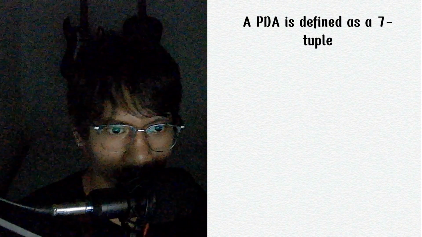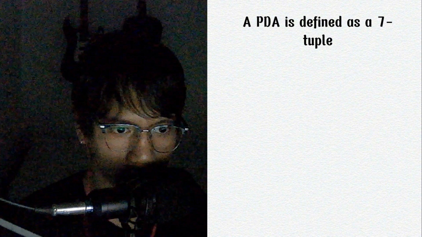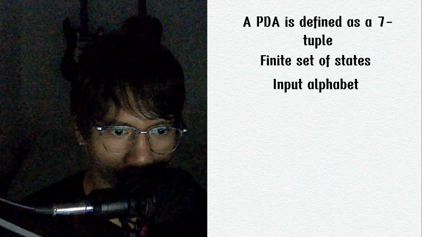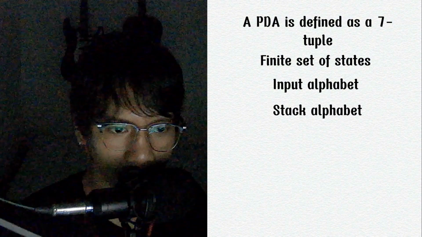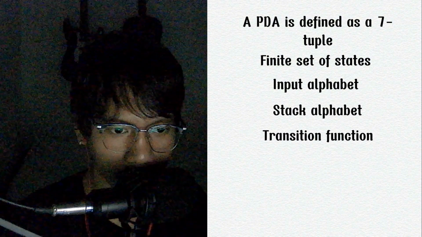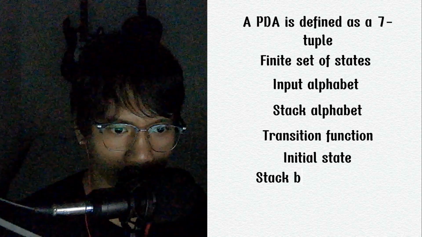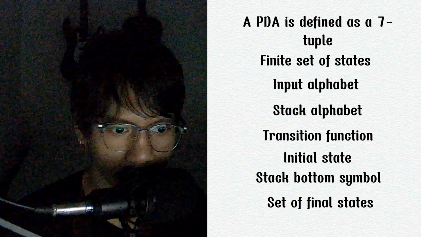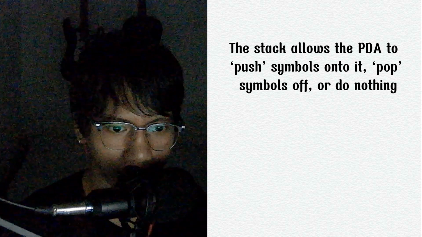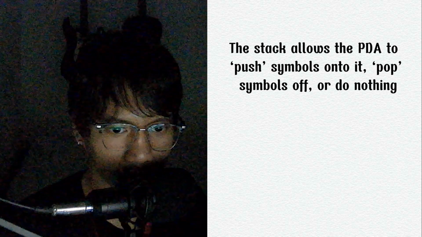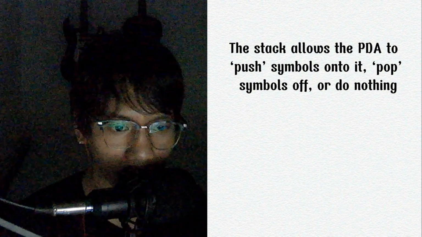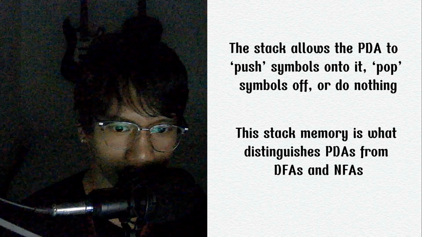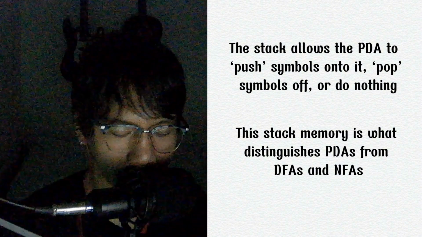A PDA is defined as a seven-tuple: finite set of states, input alphabet, stack alphabet, transition function, initial state, stack bottom symbol, set of final states. The stack allows the PDA to push symbols onto it, pop symbols off, or do nothing. The stack memory is what distinguishes PDAs from DFAs and NFAs.